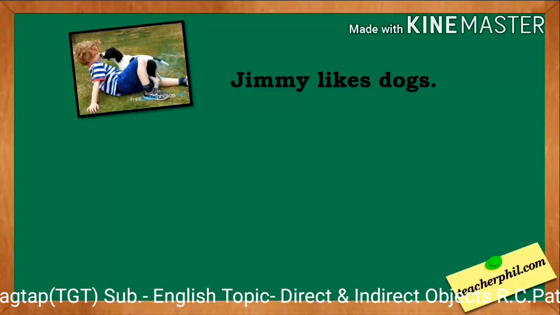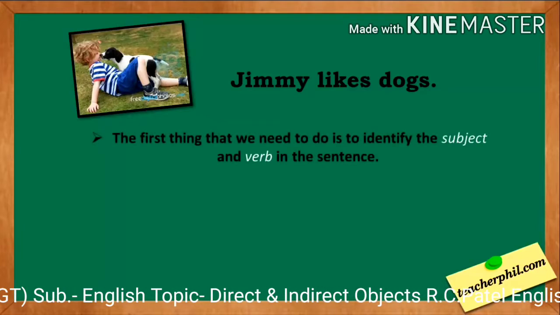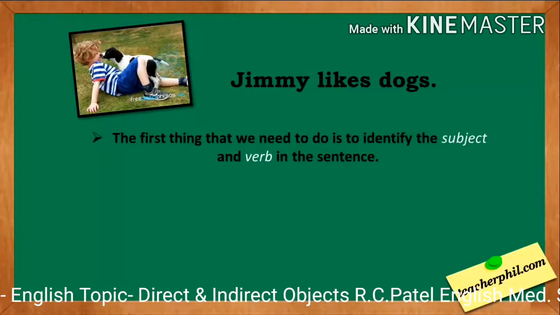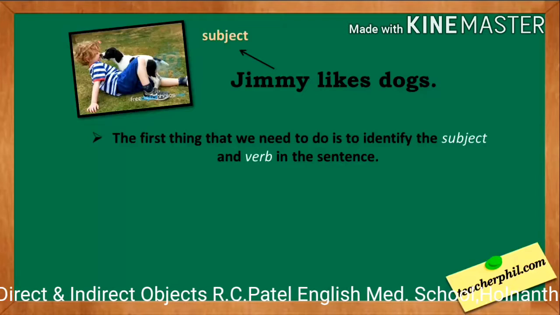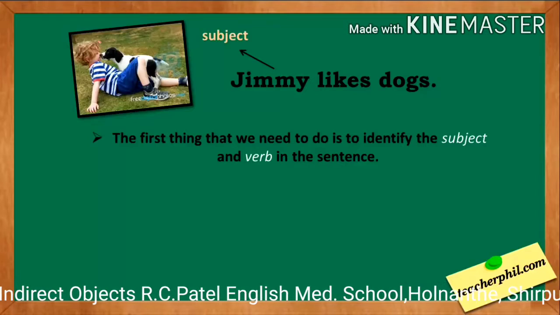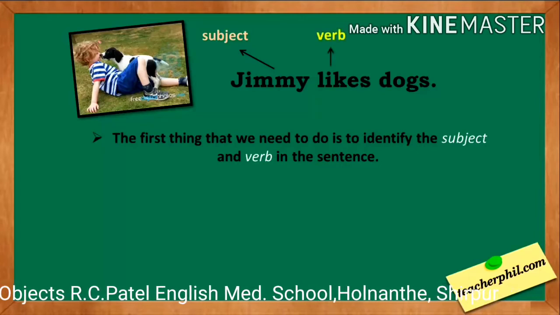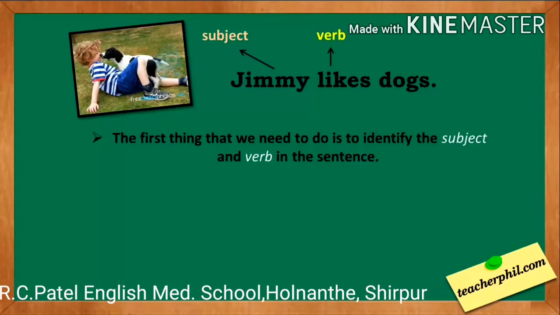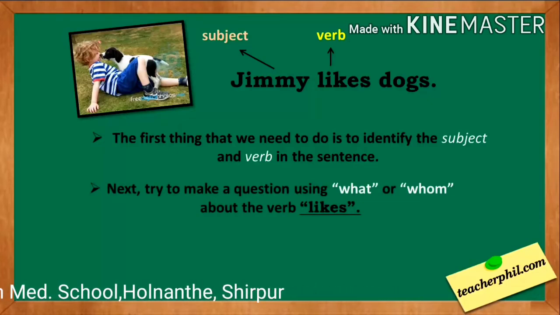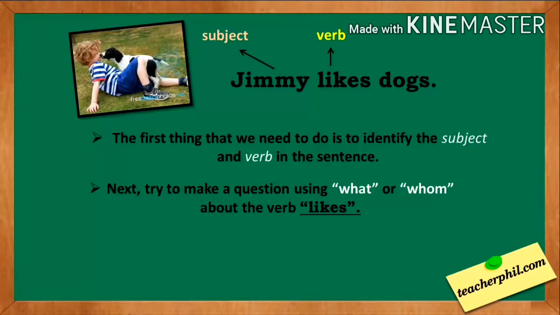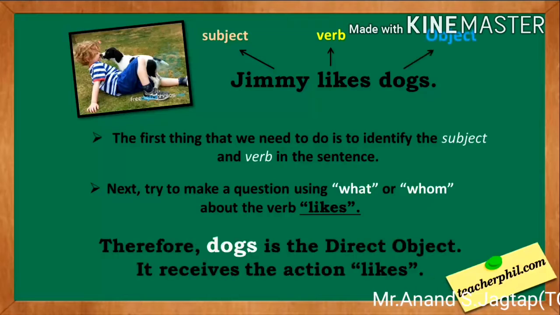For example, Jimmy likes dogs. The first thing that we need to do is to identify the subject and verb in the sentence. In this sentence, Jimmy is the subject, likes is the verb, and now you can form the question with the help of what and whom. Just like, what does Jimmy like? The answer is dogs. So dogs is direct object. Why? Because it receives the action likes.